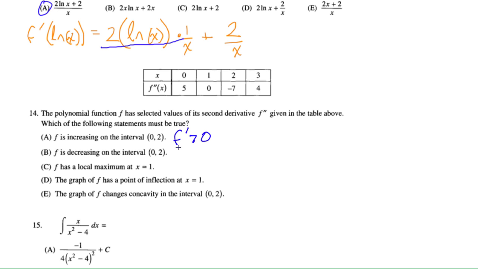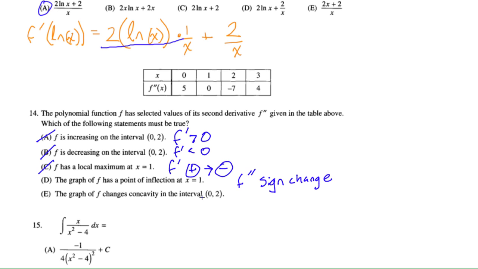What about decreasing? F prime is less than 0. Do we have f prime? No, we have f double prime. Cross them out. We can't do anything because we don't have f prime. What about local max? What's the definition? F prime goes from positive to negative, and we don't have f prime. So it's between D and E already. All right, inflection point, definition: f double prime equals 0, with a sign change.